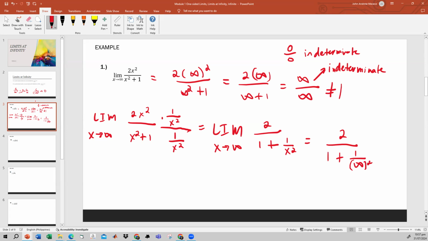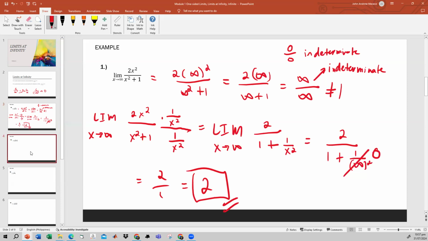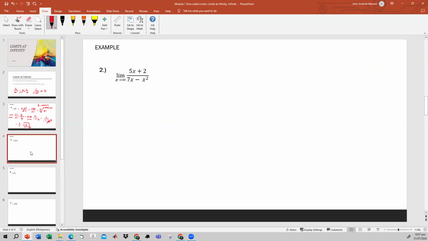So in that case, if you're dealing with this constant over infinity, this will lead to 0 as always. In that case, we have now 2 over 1, or this will simply be 2. So it means that the limit of this function as x approaches infinity will lead to 2. So I hope you get now the concept. Okay, so let's have another one.